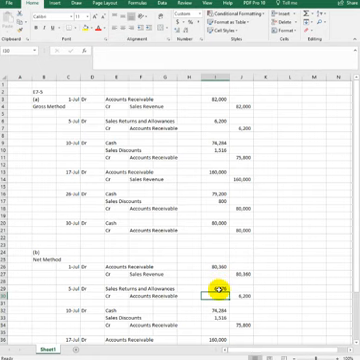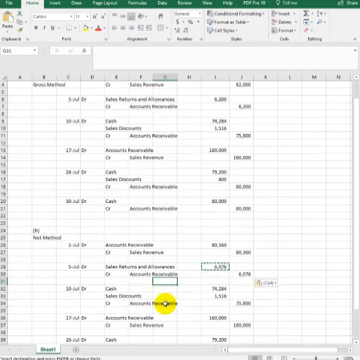And we can just copy that and pop it over here. There we go. So the difference between the gross method and the net method for the sales returns and allowances is that we returned it at the lower amount of the sales.